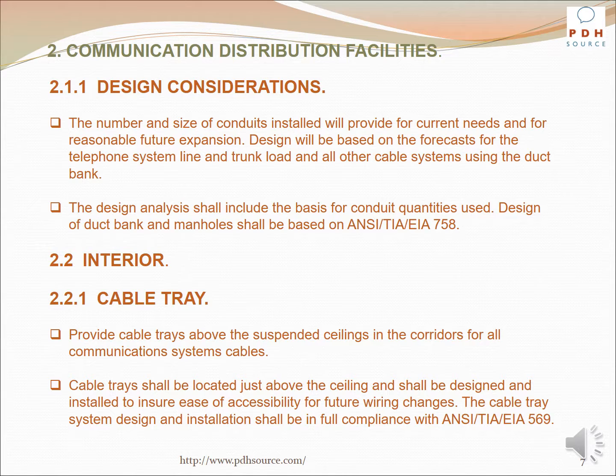With regard to interior, cable trays: provide cable trays above the suspended ceilings in the corridors for all communication system cables. Cable trays shall be located just above the ceiling and shall be designed and installed to ensure ease of accessibility for future wiring changes. The cable tray system design and installation shall be in full compliance with ANSI 569.